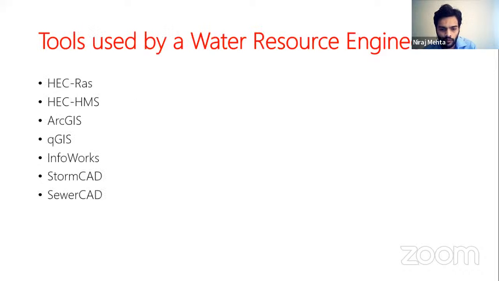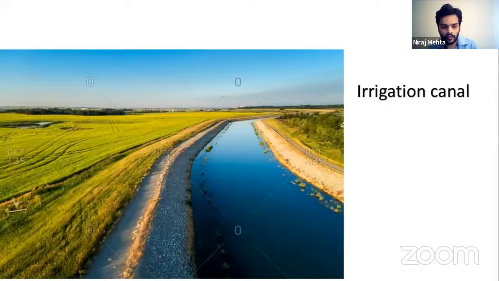These are some tools which are used by water resource engineers: HEC-RAS, HEC-HMS, ArcGIS, QGIS, InfoWorks, StormCAD, SewerCAD, and many more apart from these. HEC-RAS and HEC-HMS are from the US. Some of these software are freely available from the publisher, which you can check on their website, and some trainings and tutorials are also available on YouTube so that you can learn this software. This is a typical irrigation channel which is designed by a water resource engineer.